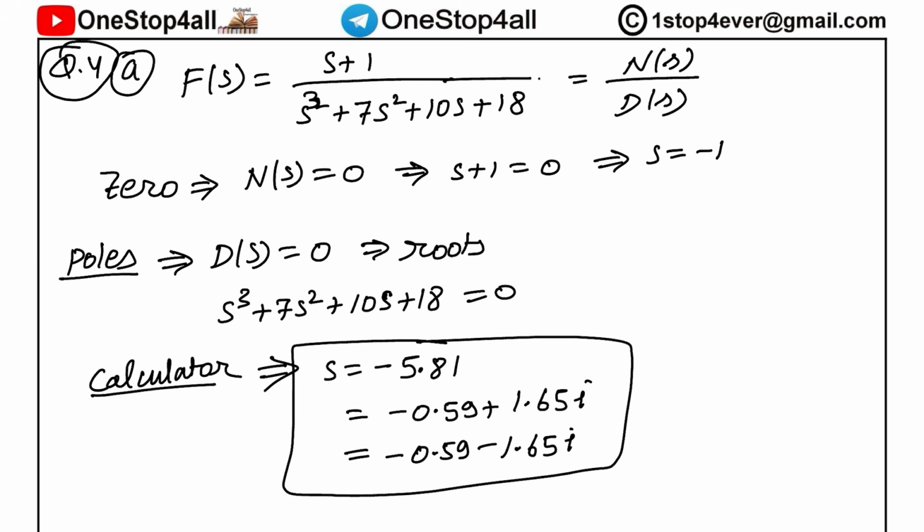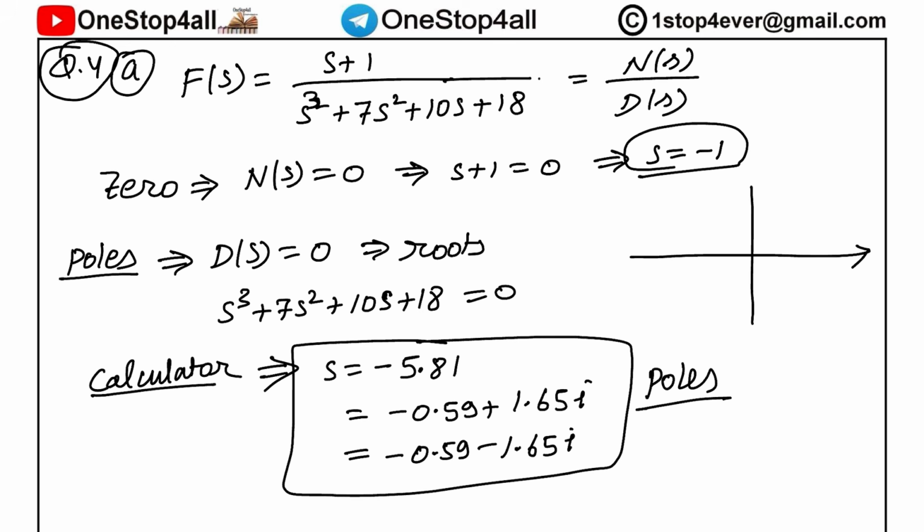So these three roots, or values of s, are the poles, and this is your zero, simple. So in the pole-zero plot we will plot this one. This is your sigma axis and this is the j omega axis. s equal to minus 1 will be somewhere here, here will be minus 1 and this is 0, so it will look like this: one zero, only poles.